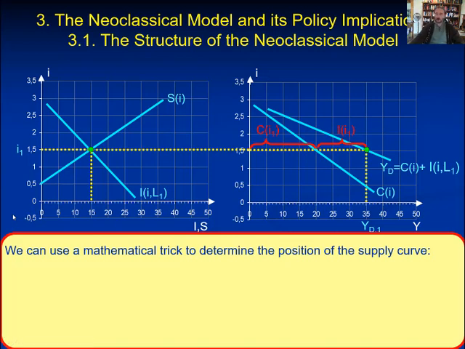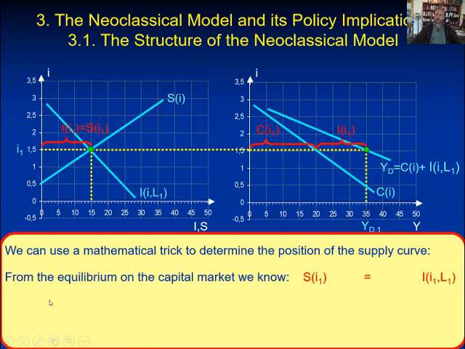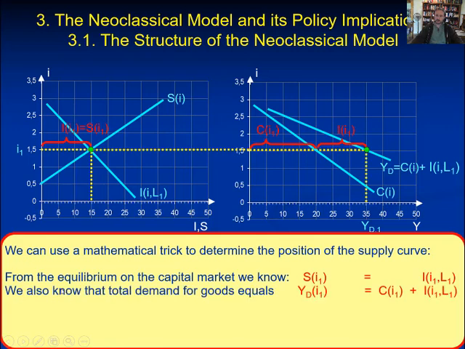We will do this now, and we can use a mathematical trick to determine the position of the supply curve. What we will in fact do is use our knowledge of the budget constraint of households to determine the position of the supply curve. We will do this in the following way. From the equilibrium on the capital market, we know that savings supply of households equals investment credit demand of firms.